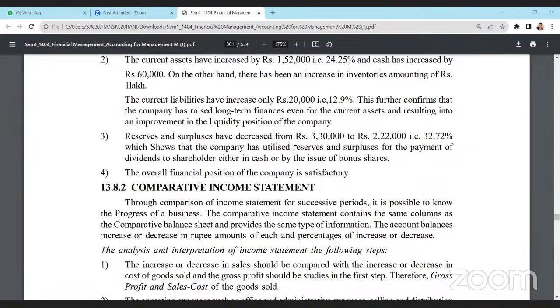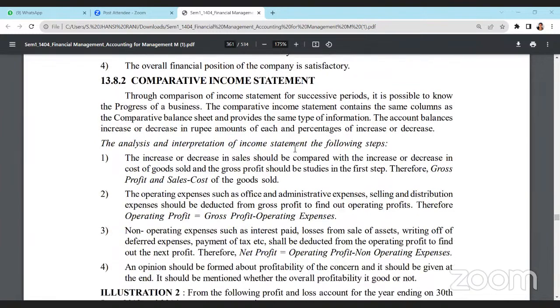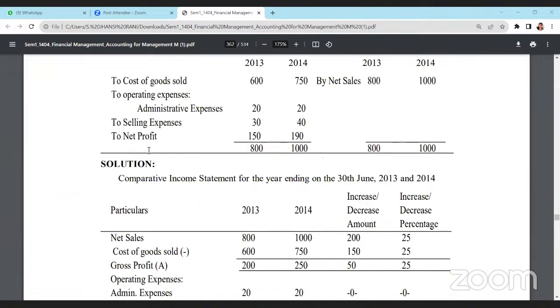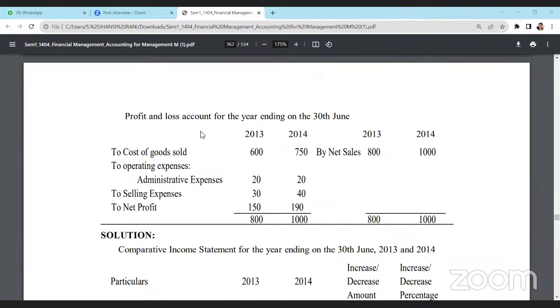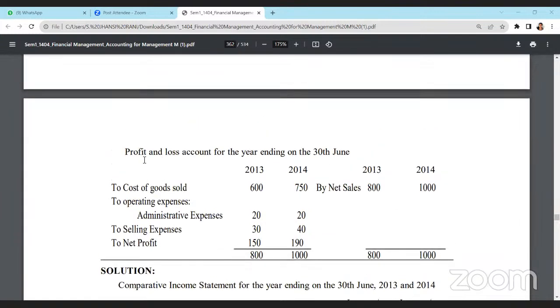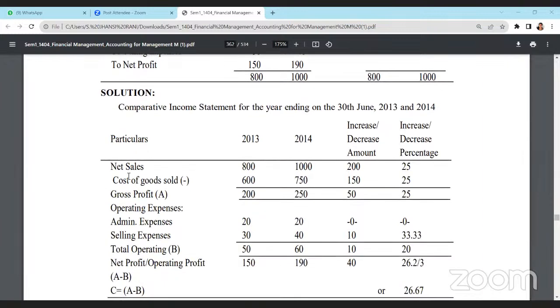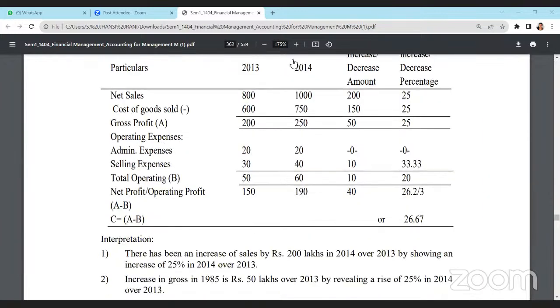Next, we go to the comparative income statement. In the comparative income statement, again the same, you should know the format. The format is required. And here they've given it to us directly. You can look here: like in the account form, they've given us sales, cost of goods sold, expenses, and net profit. So how do we prepare it again? Same in particulars. This is the format given to us; you can look at the textbook.